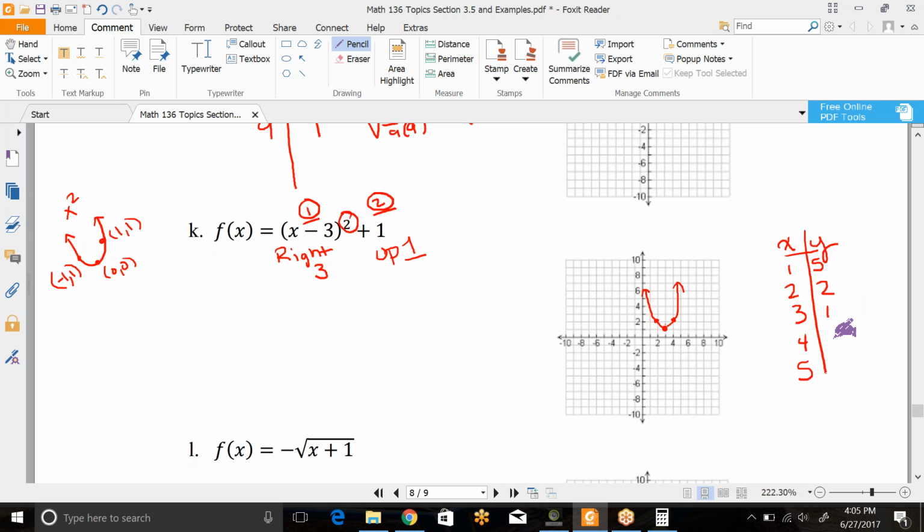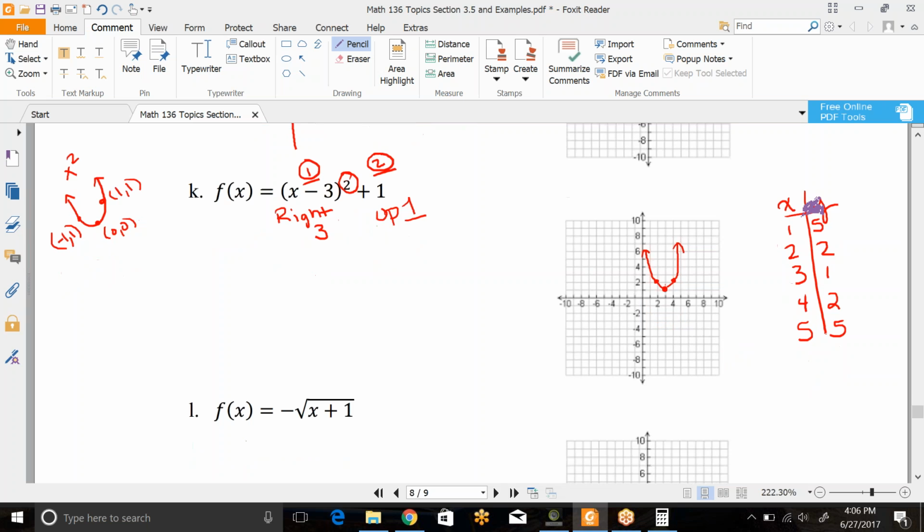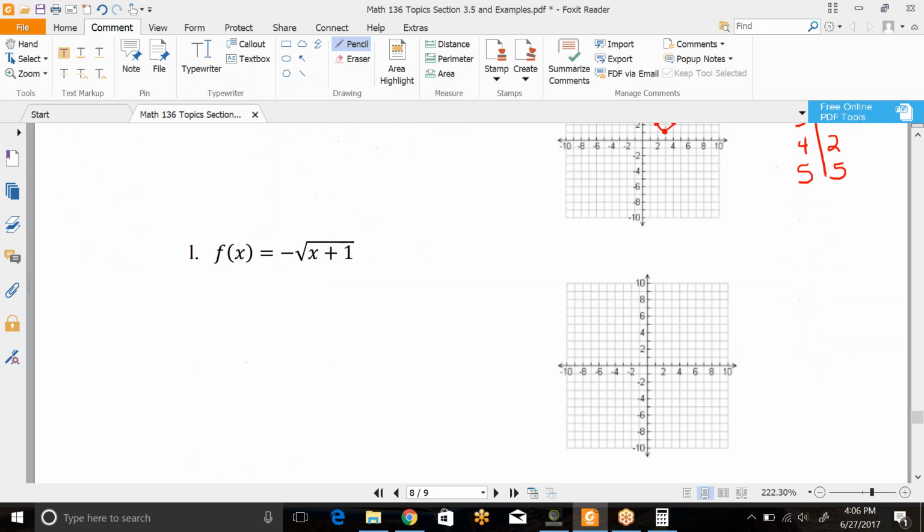4 minus 3 is 1. 1 squared is 1, plus 1 is 2. That's matching with that point. And then 5 minus 3 is 2. 2 squared is 4, plus 1 is 5. Mine are a little off, but they're pretty close because I drew this by hand. But those middle 3 points matched up exactly. We are just sketching, so you're just trying to get it in the right location and the right general shape. Okay, so we did L in class.